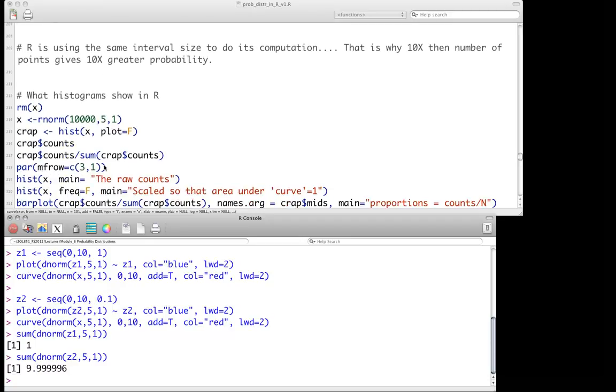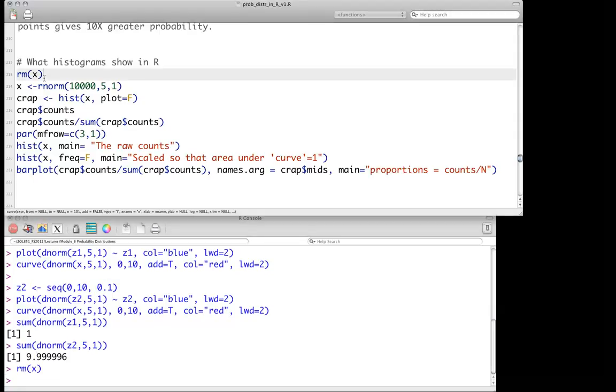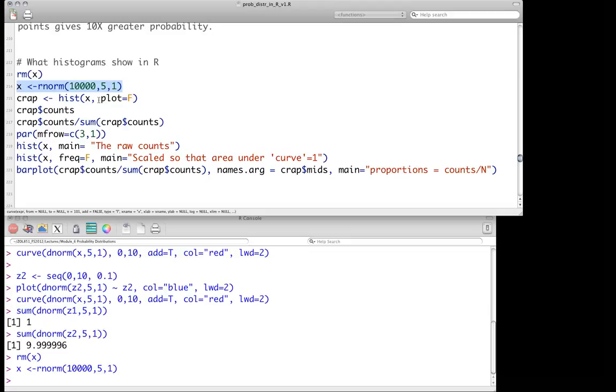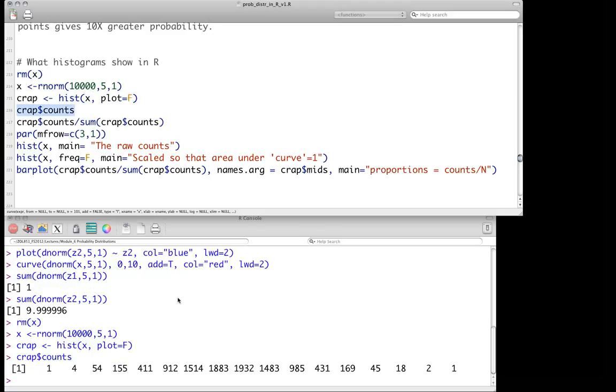Okay, a couple of other little quick things. I have to get rid of our old x. We're going to generate 10,000 new observations using rnorm from the same distribution with a mean of 5, standard deviation of 1. And we're going to do a histogram, but instead of plotting it, we're going to call hist for x, and we're just going to say plot equals false. And what we can do is ask, what are the counts? It's going to say, in each of the intervals, hist is actually figuring out the breaks for us, how many observations fall within each of those intervals, which we see.